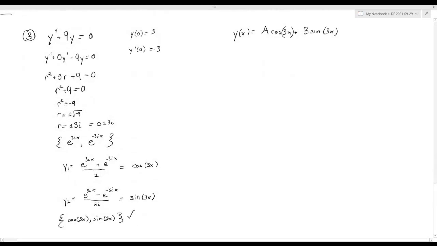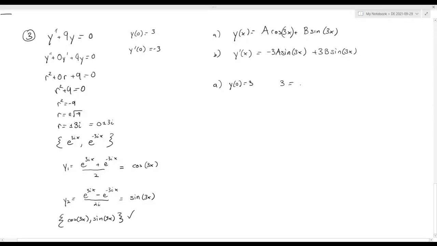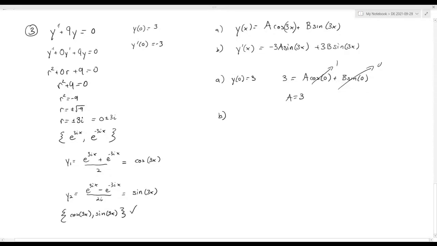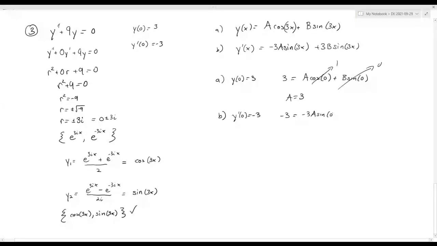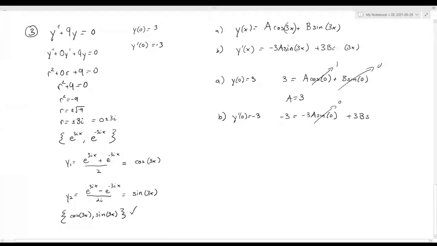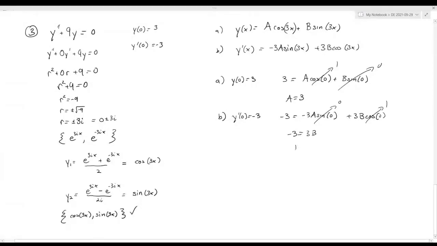So we're going to need to use the initial conditions. We need to know the derivative of our function. So using A, we get that y is 3 when x is 0. Conveniently, sine of 0 is 0, and cosine of 0 is 1. So we get that A equals 3. Using the second initial value, we get negative 3A sine of 0, so that's going to go away, plus 3B cosine of 0. Okay, derivative of sine is cosine, folks. So that's 1. So you get that B must be equal to negative 1.